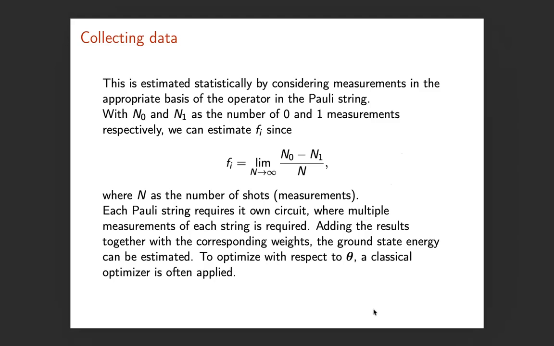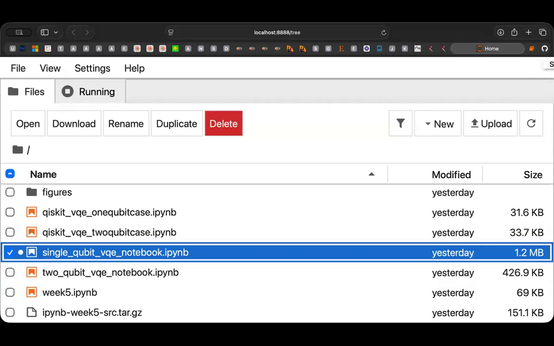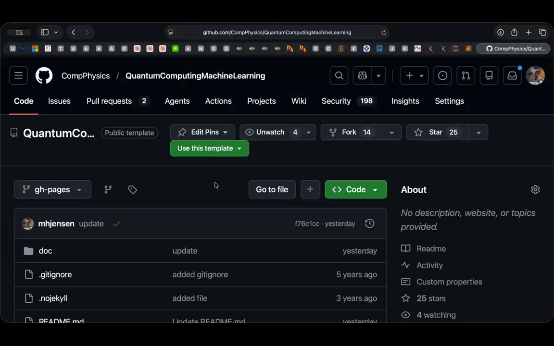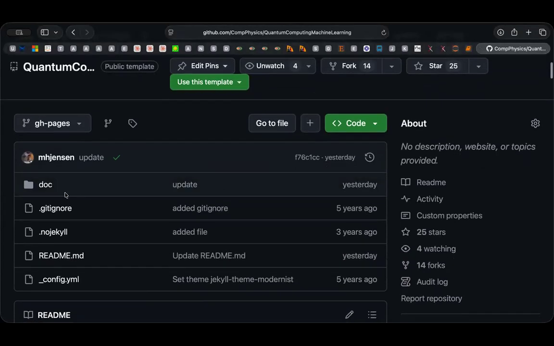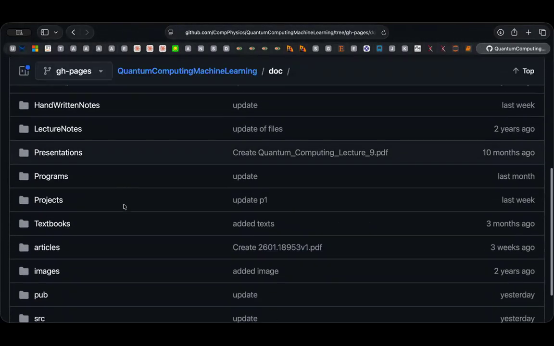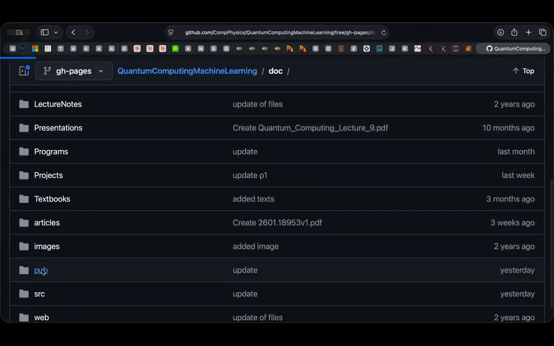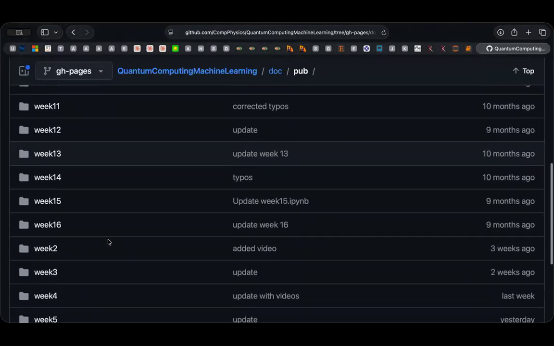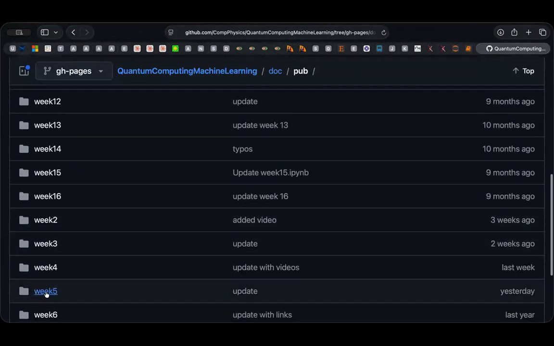So let's now switch to the Jupyter Notebook, and let's give you a quick overview of where you find all the material. If you go to the GitHub address of the course, you also have the link in the email which was sent to you, and you look at the published material for this week, go down to week 5.